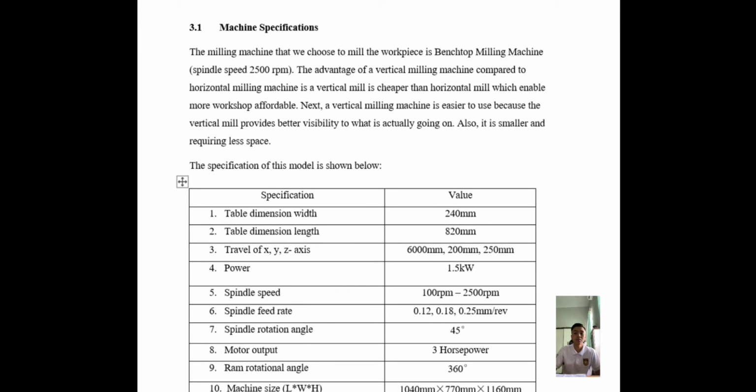The specification, first, is table dimension width. The value is 240 mm, and the second, table dimension length, is 820 mm, and the third, travel of XYZ axis, is 6000 mm, 200 mm, and 250 mm. The power is 1.5 kilowatt. The spindle speed is 100 rpm up to 2500 rpm. The spindle feed rate is 0.12, 0.18, and 0.25 mm per rev. And the spindle rotation angle is 45 degrees. Motor output is 3 horsepower. Ram rotational angle is 360 degrees. The machine size is 1040 mm times 770 mm times 1160 mm, and machine load is 405 kg.